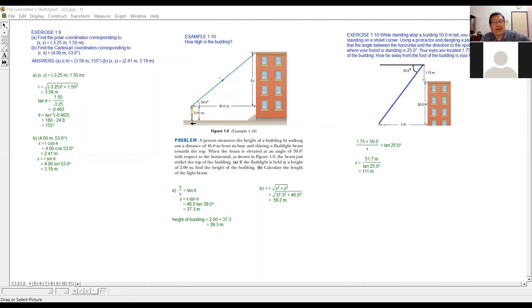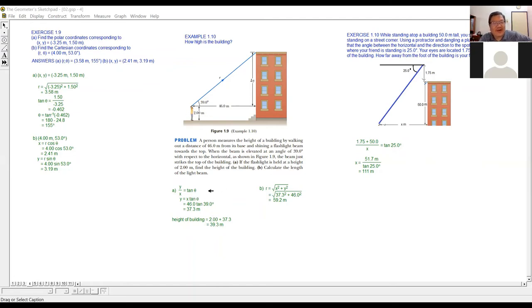2 meters is very tall. How tall is your father? 2 meters. I think he's taller than many of these Europeans. Maybe 2 meters is about your father's height. I'm only 1.69. Okay.